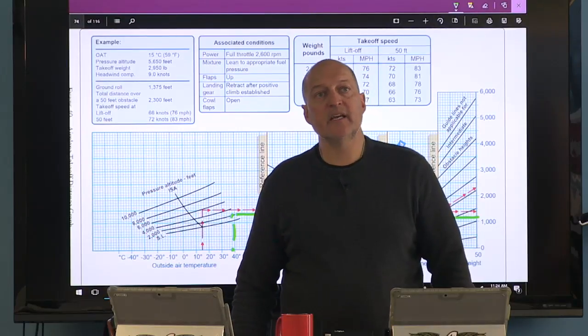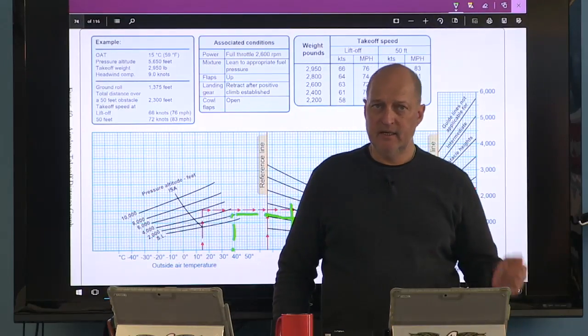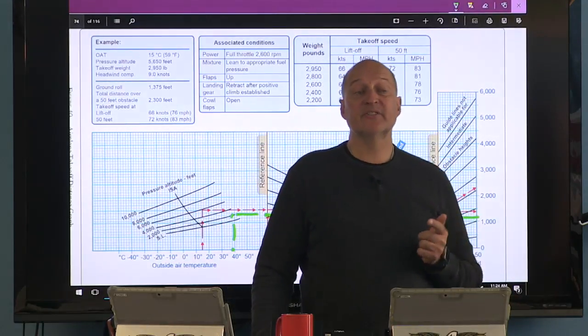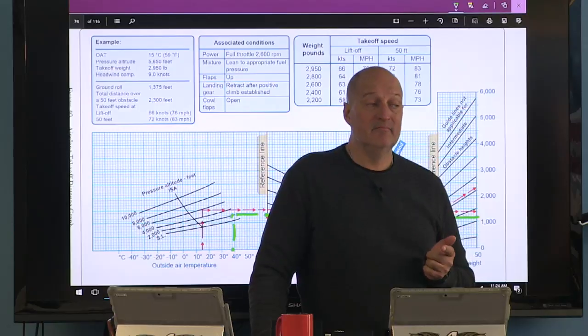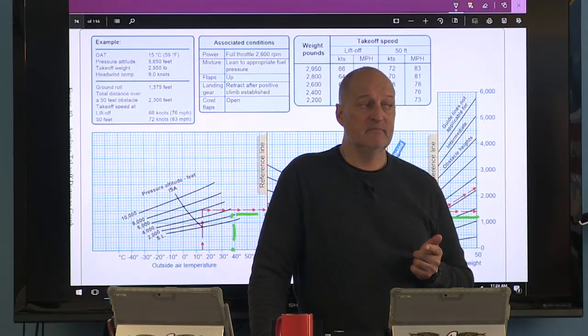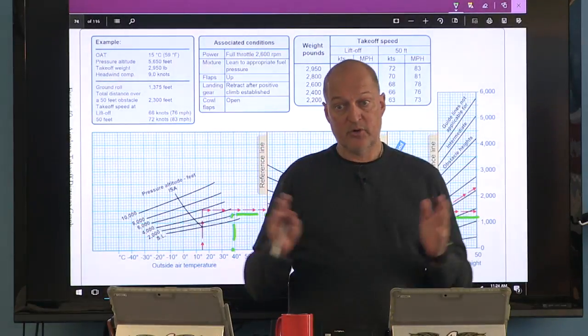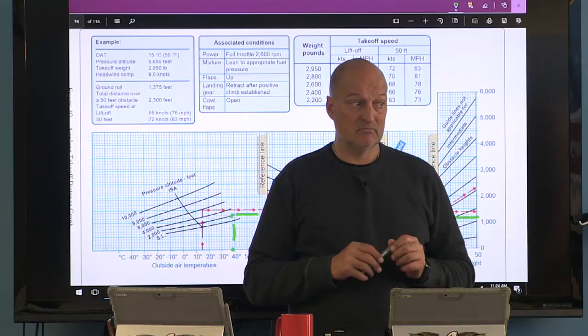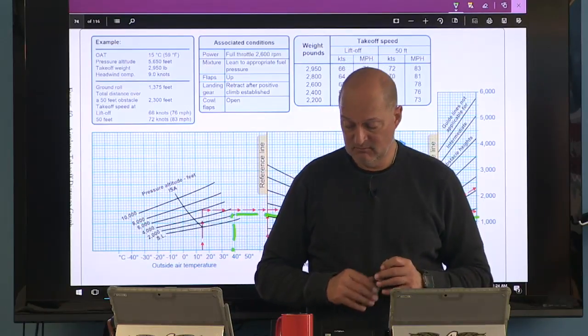Before you even start thinking about this, yeah, it's hot, and pressure altitude's not too bad, 2,000 feet. The airplane's a little lighter, and I've got a nice headwind. Am I going to have a longer takeoff roll or a shorter takeoff roll? Short. Probably a little shorter. Let's find out.